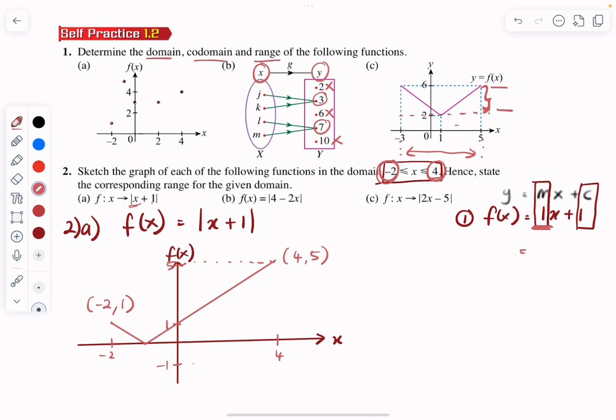Okay, how to get these coordinates? You just sub in the x value lah. You put in -2 first, and then 4 later. You will get your fx. That's all. Okay, let's try question 2b.